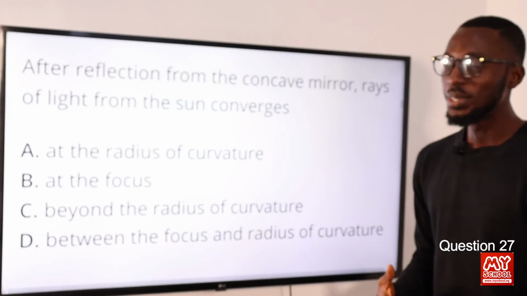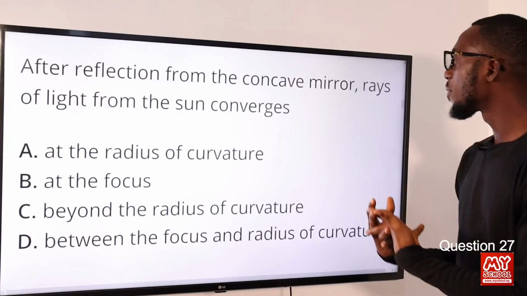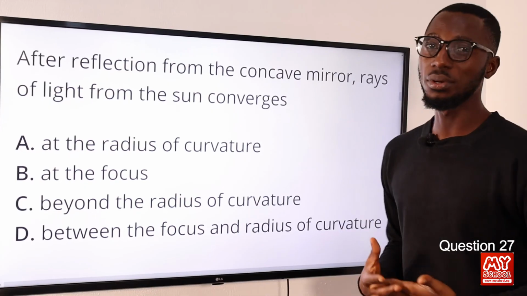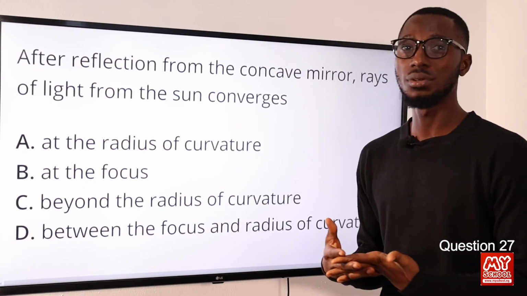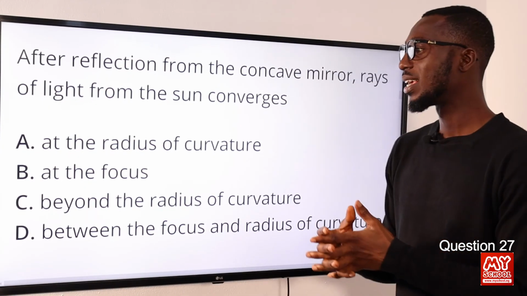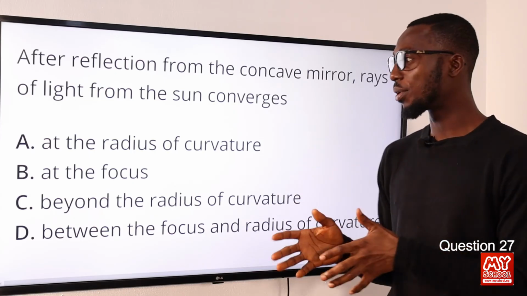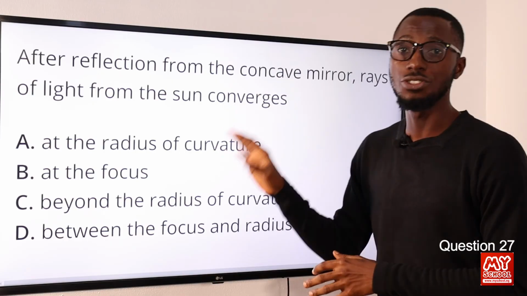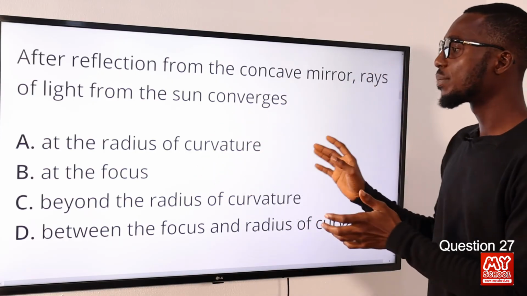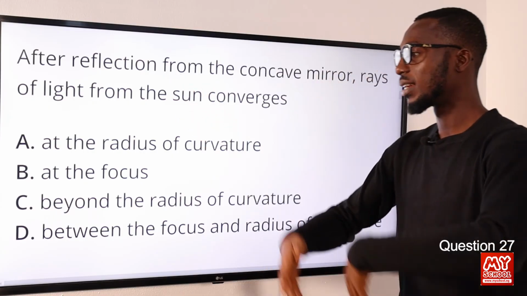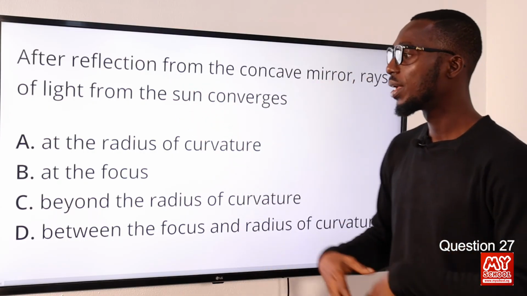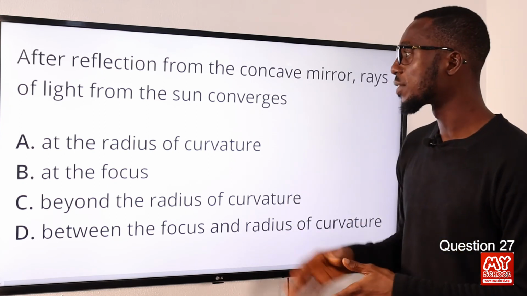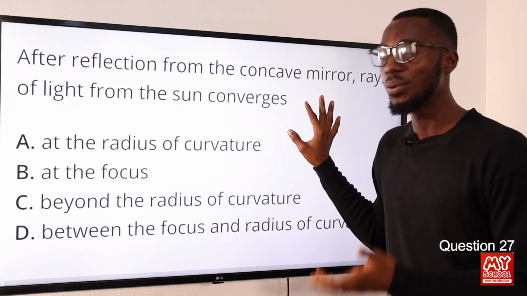Number 27. After reflection from the concave mirror, rays of light from the sun converge at the real focus, or the principal focus. It's that point on the principal axis, for either a convex mirror or a concave mirror. For a concave mirror, this is where you notice there is converging. For a convex mirror, you will notice that they diverge from there. So for a concave mirror, it converges. And of course, the principal focus is known as the real focus for a concave mirror that we're dealing with.